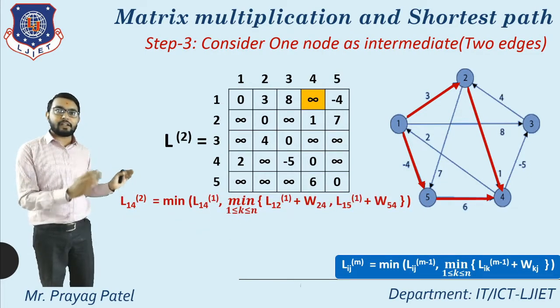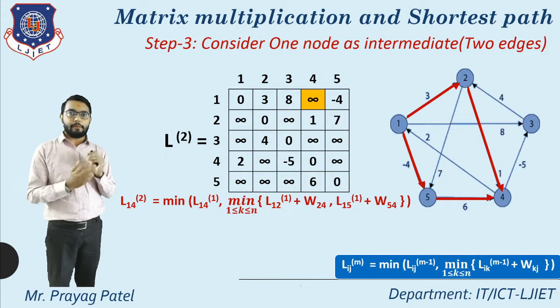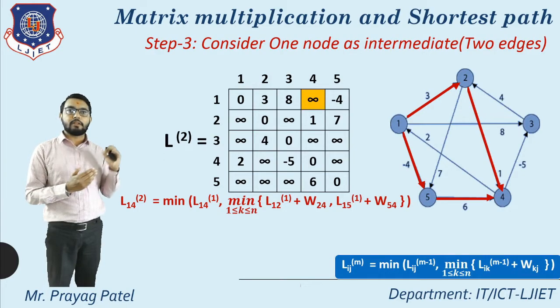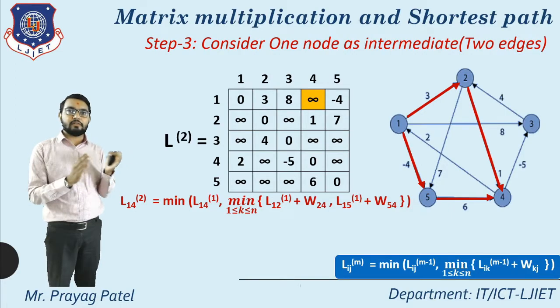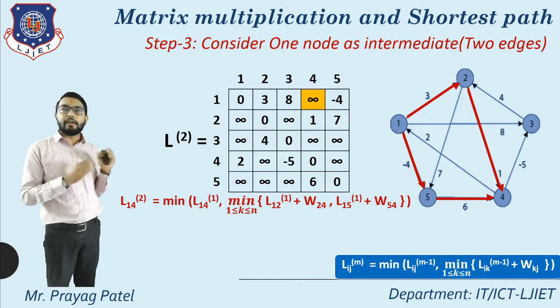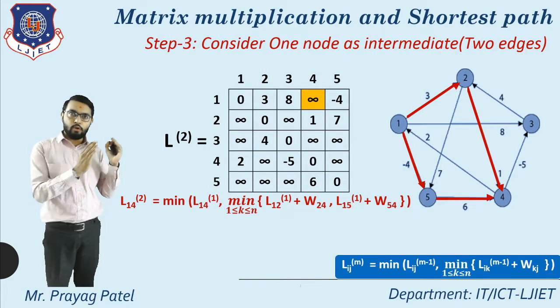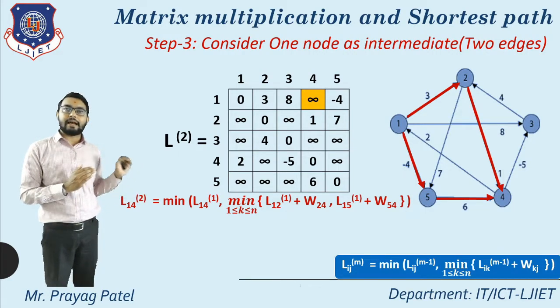So here consider our third equation, L of ijm equal to minimum of L of ijm minus 1, minimum 1 less or equal to k less or equal to n, L of ik m minus 1 plus wkj. According to this formula, you find the distance of node 1 to 4. So consider according to our formula, here 1 as an initial point means 1 consider as i. Now goal state or final state consider as 4. So consider 4 as j.